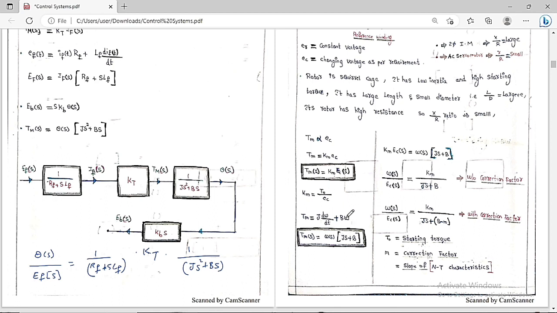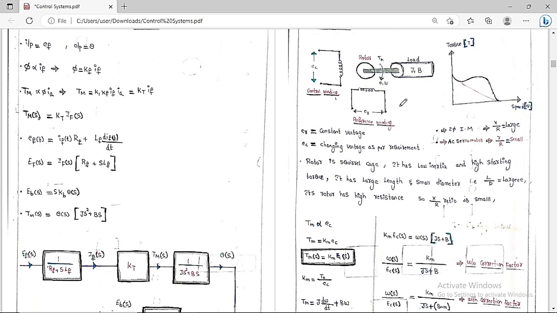Now we are going to equate these two equations because Tm of s is common. Then we get Km into Ec of s is equal to omega of s into (Js plus b). So if we take the ratio omega of s by Ec of s, it is nothing but Km by (Js plus b). If you see clearly, the output is the angular velocity and the input is the control voltage. So this is the transfer function with respect to output and input: omega of s by Ec of s is equal to Km by (Js plus b).